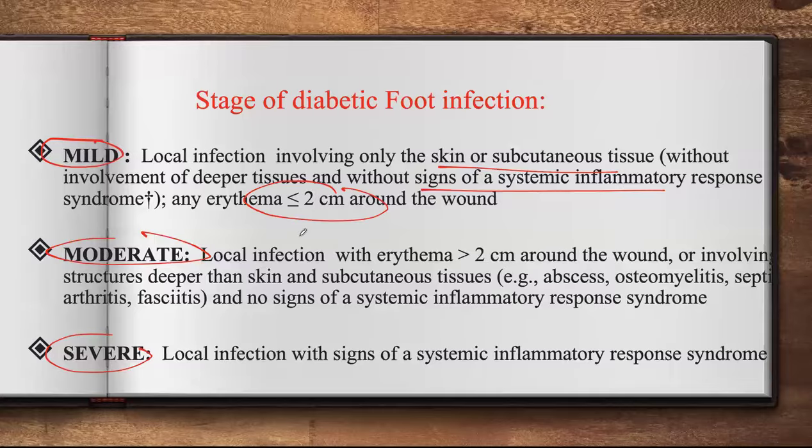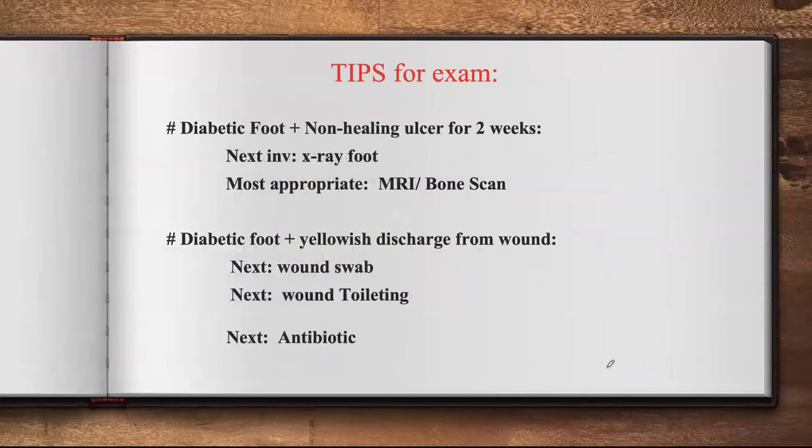What is moderate? It is still a local infection, but the surrounding erythema is more than 2 centimeters, or it has involved deeper parts. So the patient has abscess, fasciitis, or osteomyelitis, but still no sign of systemic infection, meaning no fever. That's moderate. But when the patient has moderate infection plus features of systemic infection like fever, then it becomes severe. Now we know what is mild, moderate, and severe, because based on that our antibiotic will be different.